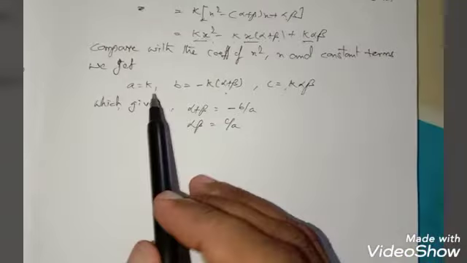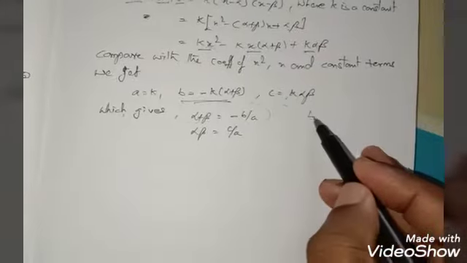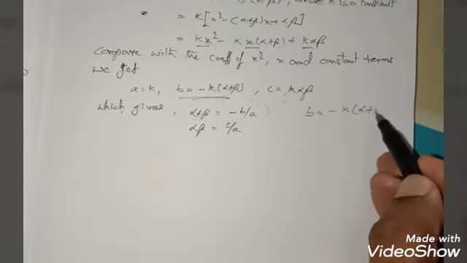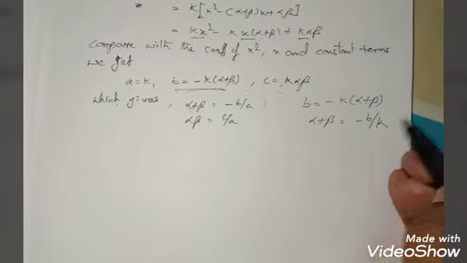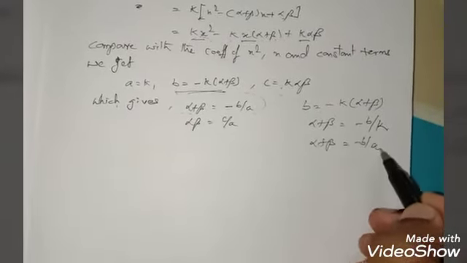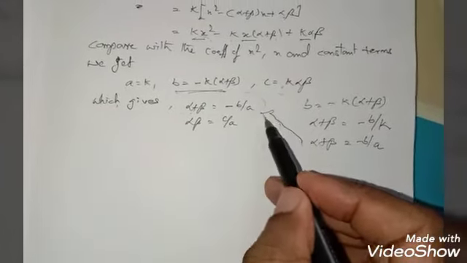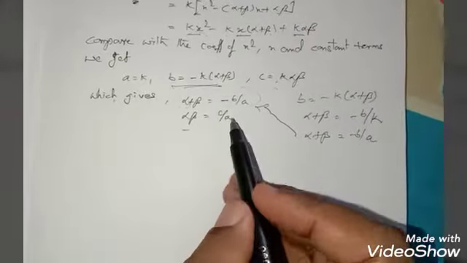Next, already we know that a is equal to k. Now how will we get alpha plus beta is equal to minus b by a? If I consider the equation b is equal to minus k into (alpha plus beta), I can write this as alpha plus beta is equal to minus b by k, where k is nothing but the value of a. So I will get alpha plus beta is equal to minus b by a. Similarly, alpha beta is equal to c by a. This is the procedure to find the relation between the coefficients and the zeros of the polynomial.